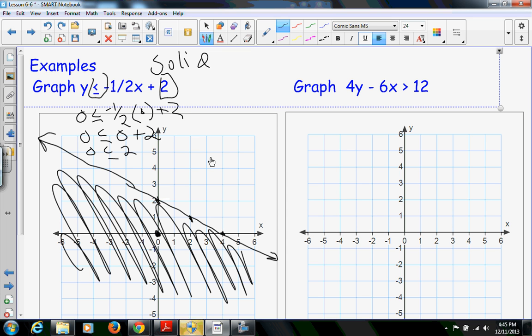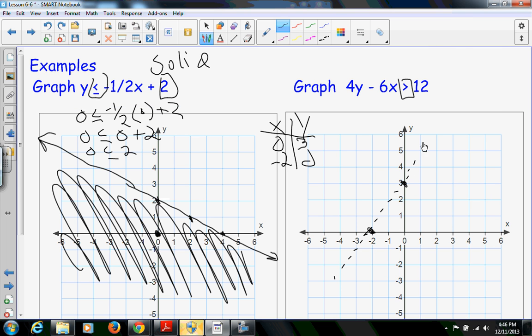All right, next one. I want to make a t-chart for this. x, y, 0, 0. If I plug in 0 for x, 4 times what gives me 12? Well, that's going to be 3. If I plug in 0 for y, negative 6 times what gives me 12? Well, that's negative 2. So I graph these 2 points, 0, 3 and negative 2, 0, and I have a dashed line. So here's my dashed line.